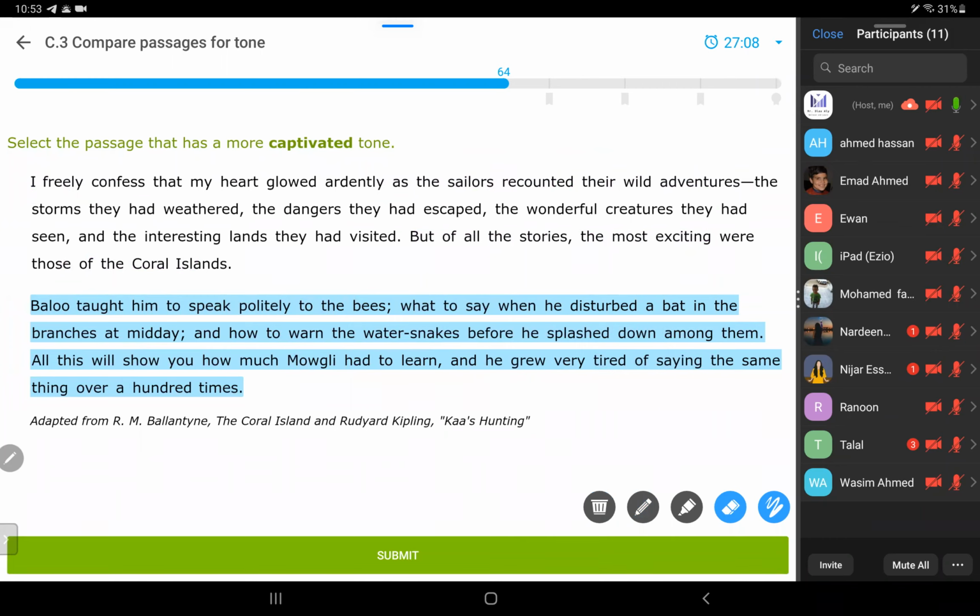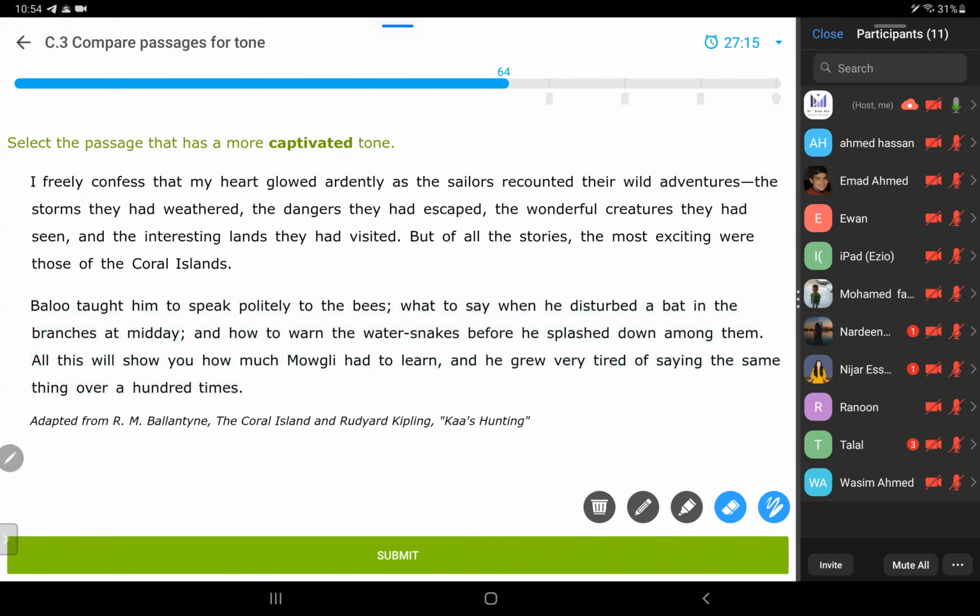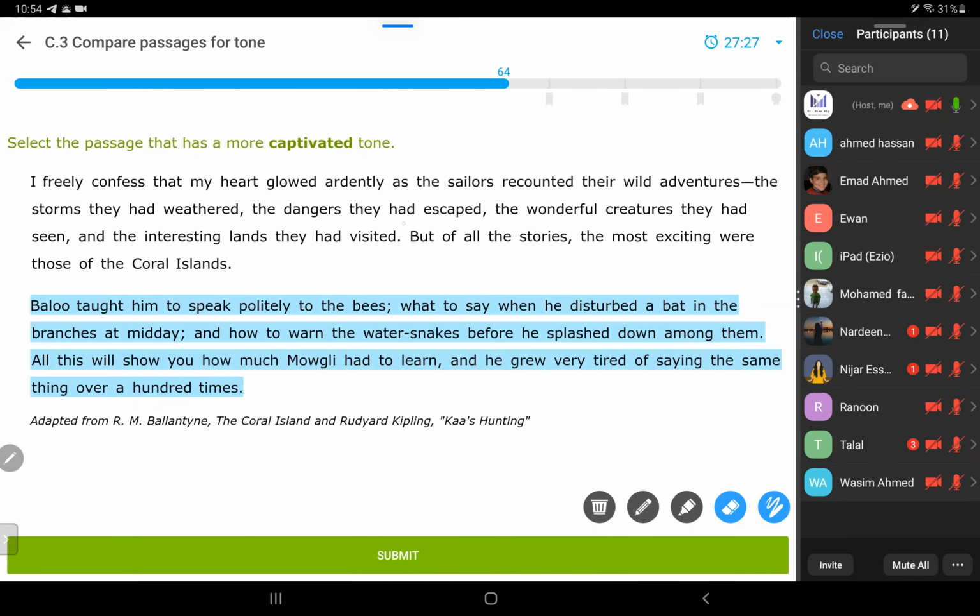So let me check your answers. Is he captivated, which one of them, the narrator is captivated, like captured? When you see something very beautiful and interesting, an interesting movie or a YouTube video, you get captivated. Which one here is the narrator in this mode?